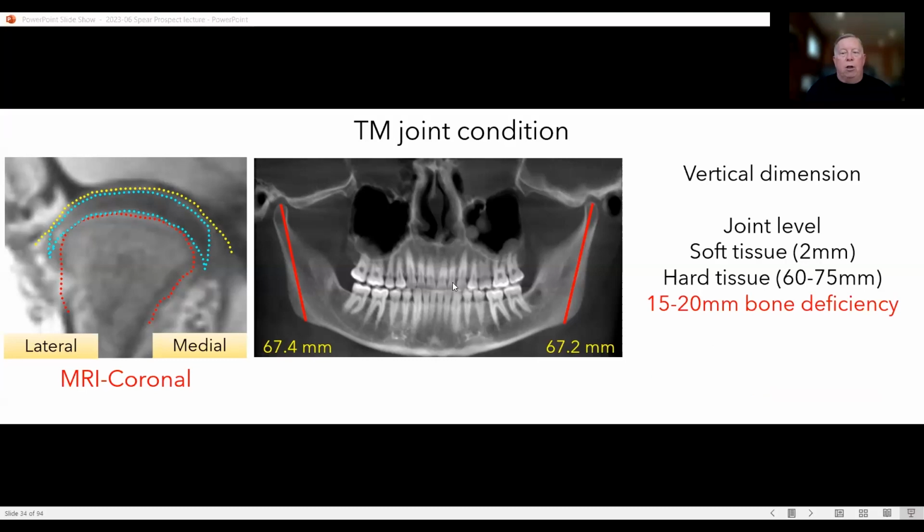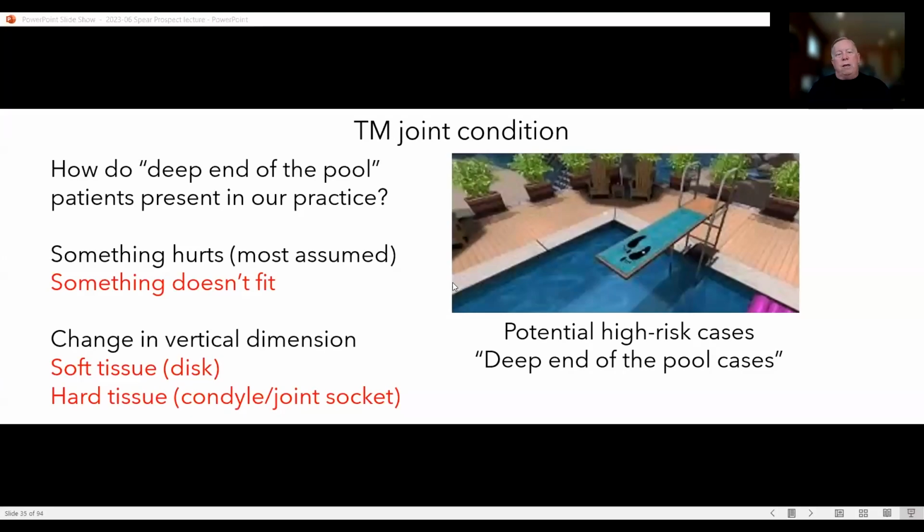So when we start to take a look at things, here's really the easiest way to think about it. As bone decreases, risk increases. Pretty much the same as any other treatment planning discussion we have in dentistry. Whether it's periodontal support, whether it's implant bone, it's the same at the condyle level. When the bone decreases, the risk increases. So these are the deep end of the pool cases. How do these present in our practice? Easy. Some of them hurt. That's the way we've defined TMJ. I'm going to tell you that's end stage.